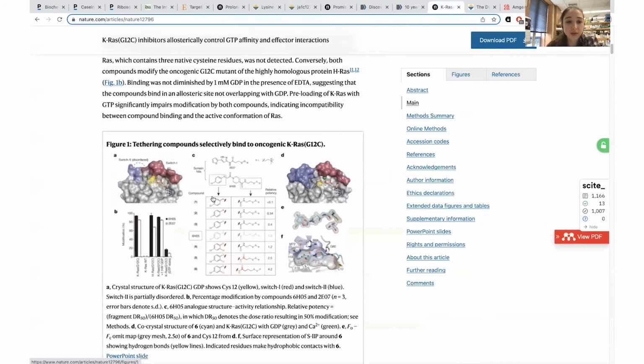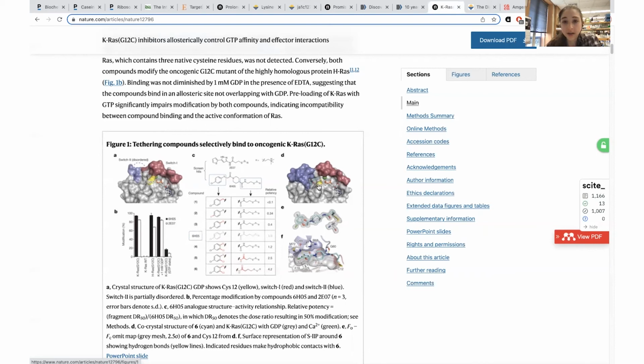And this site was right next to this mutant residue. This mutant residue is a cysteine. And as we've been talking about, cysteine offers the opportunity for you to covalently attack an electrophilic warhead. And so it was able to show that, so here's the GDP bound, and here is this allosteric site. So it's not actually in the active site, but what it's doing is it's binding here, and it's going to form a covalent crosslink here.